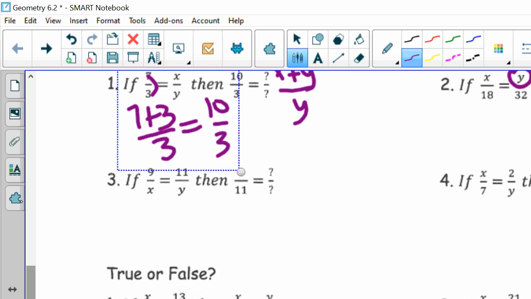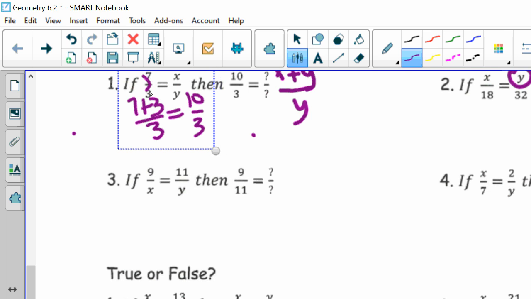Number 3, if 9 over x equals 11 over y, then 9 over 11 equals what over what? Again, what did they do? That 11 is a mean, and it came below the 9. So all they did was interchange those. So this is going to equal x over y. Number 4, if x over 7 equals 2 over y, then x plus 7 over 7, well, this is an easy one to determine what they are doing, right? Because it says x plus 7. So it's equal to 2 and y, so I add those two together, 2 plus y over y.